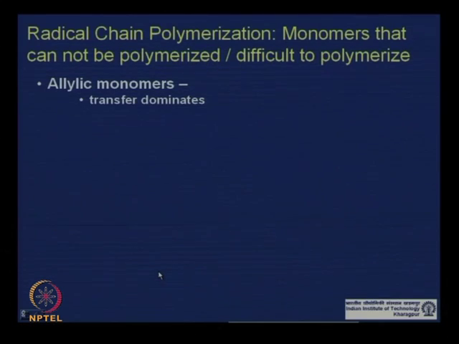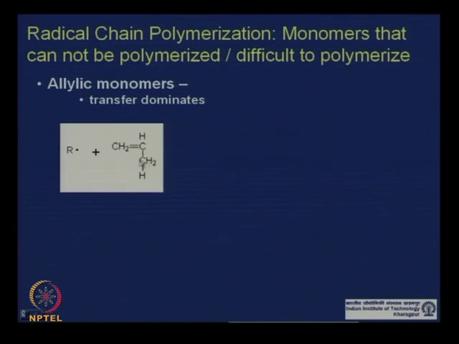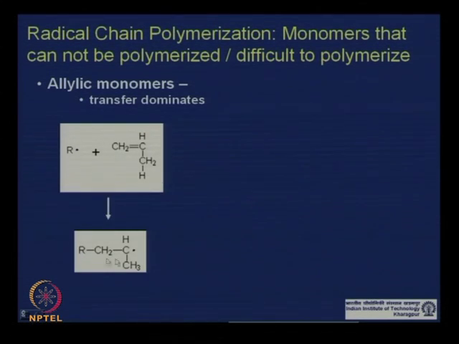So, what I mean in the case of this allylic monomer, for example, the propylene we just mentioned in the last slide, if you have a radical, then it can react with the propylene, initiating a chain and forming an initiating species, which can react with another propylene monomer and propagate the polymer chain. And this can be stabilized inductively by this. So, there should not be any problem in that sense.